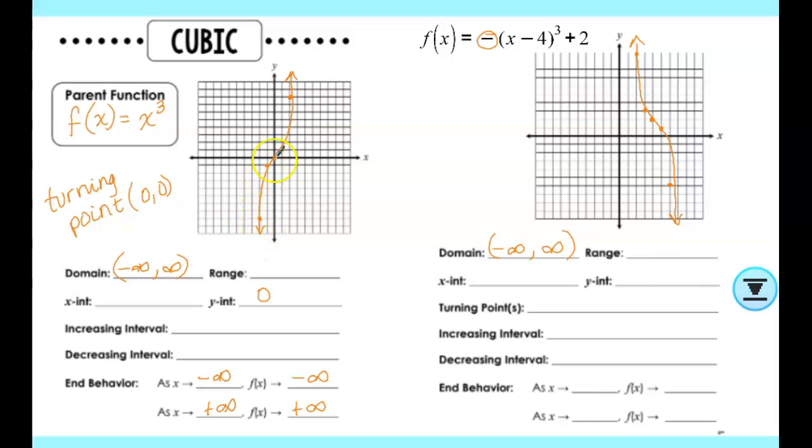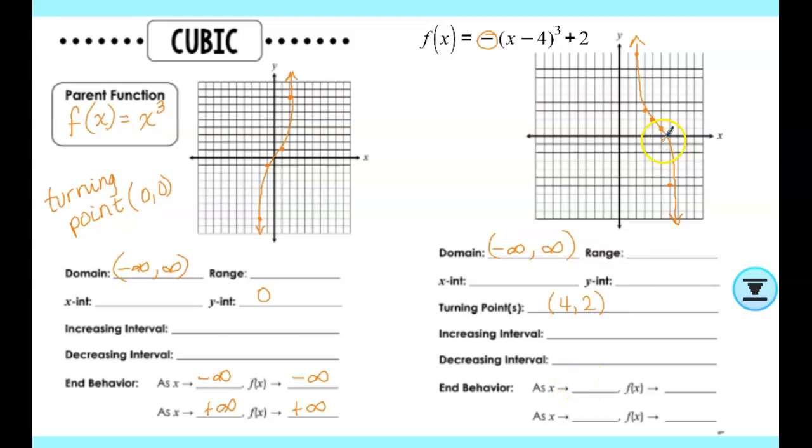So it kind of curves right here and then starts to go up. So the turning point here is 0, 0. The turning point on this one would be at 4, 2.